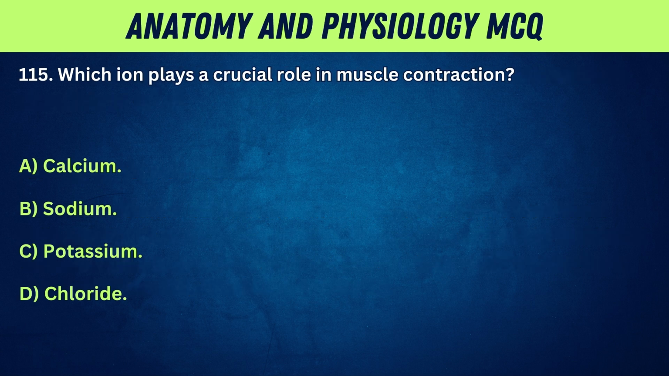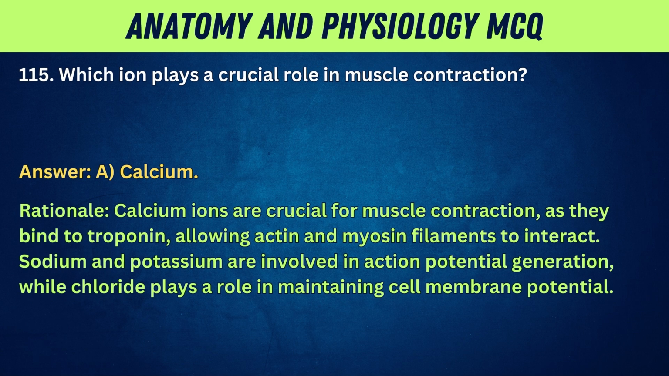115. Which ion plays a crucial role in muscle contraction? A. Calcium. B. Sodium. C. Potassium. D. Chloride. Answer. A. Calcium. Rationale. Calcium ions are crucial for muscle contraction as they bind to troponin, allowing actin and myosin filaments to interact. Sodium and potassium are involved in action potential generation, while chloride plays a role in maintaining cell membrane potential.